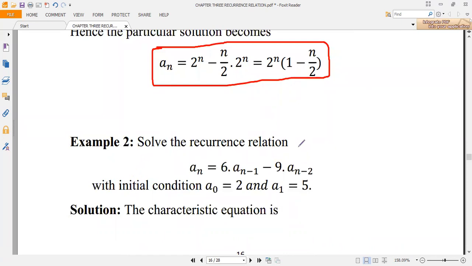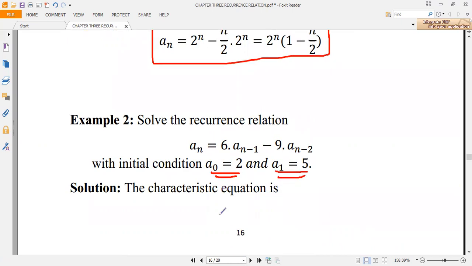Solve the recurrence relation a_n is equal to 6 times a_(n-1) minus 9 times a_(n-2), with initial conditions. Mostly, initial conditions are given with the question to find the particular solution of the recurrence relation. So before finding the particular solution, we are going to determine the general solution. Then from the general solution, substituting these initial conditions, we get the particular solution.